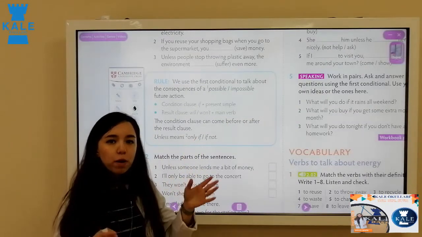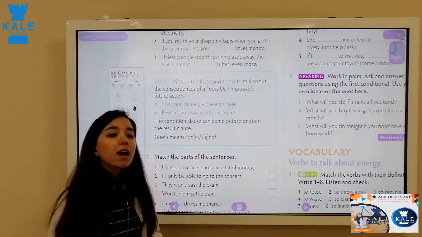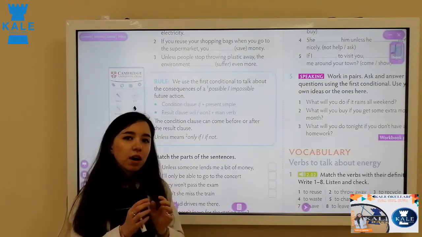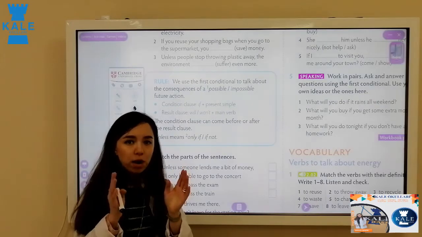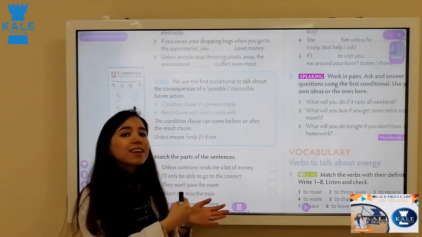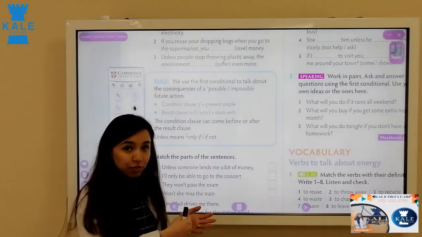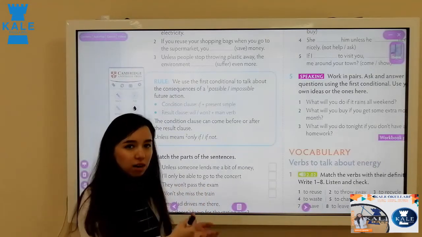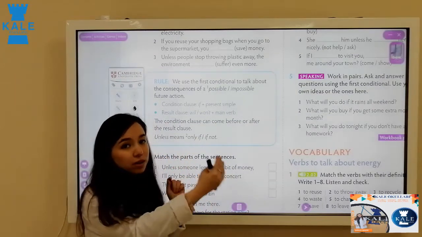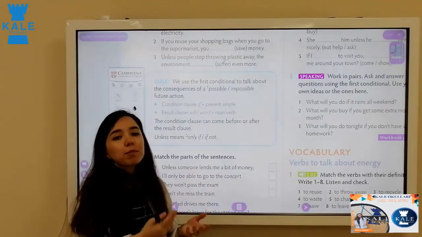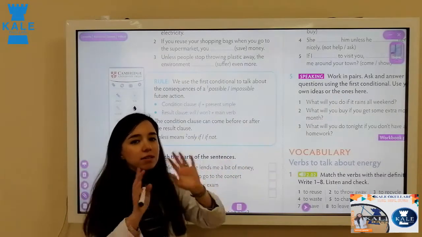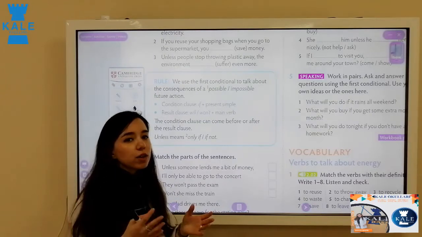Let's check the first rule part, how we are going to make it. For making first conditionals, they have two parts. First statement, second statement. In the first statement, the sentence starts with if, and the second part is the result of the sentence. So, if the first part is if, the second part is the result. But sometimes it can be vice versa, meaning the result comes first, then the if clause. It does not matter. You can write however you want.